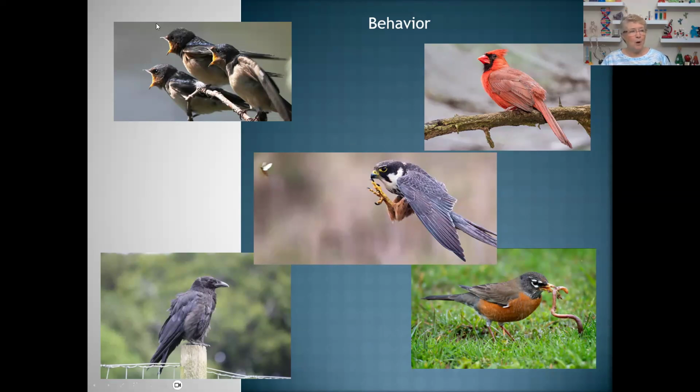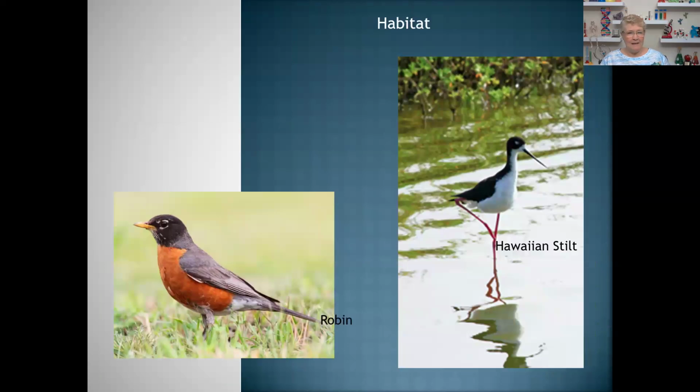So these right here, these are barn swallows. We talked about the cardinal already. This one, anybody know what kind of bird this is in the middle there? Yeah, you're right, Jasmine. That's a falcon getting ready to get its dinner, right? And look at those claws. And this one right here is a crow. And we have the common robin right there. So here's that robin again.